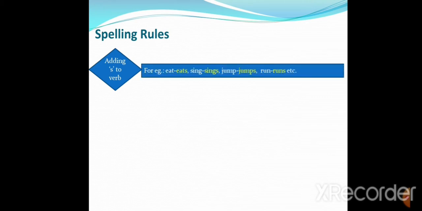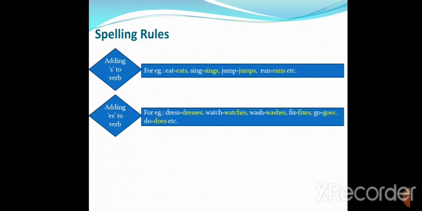To most verbs we simply add s to the verb. So we get eats, sings, jumps, runs, etc. And to some verbs we add es. So we get dresses, watches, washes, fixes, goes, does, etc. I'm sure you again have one question in your mind, why, right? So there's a very simple rule here.